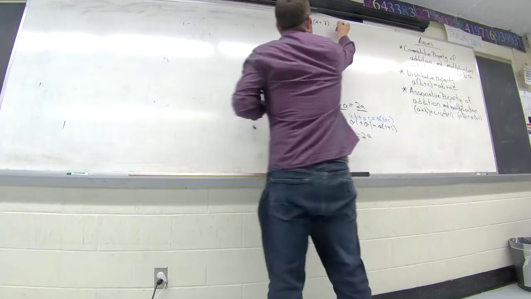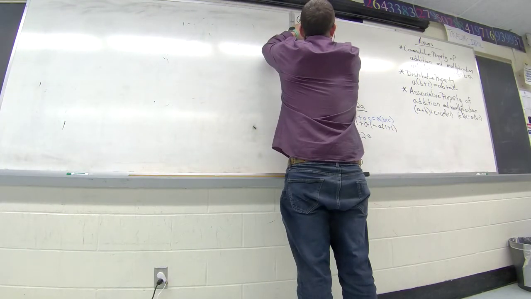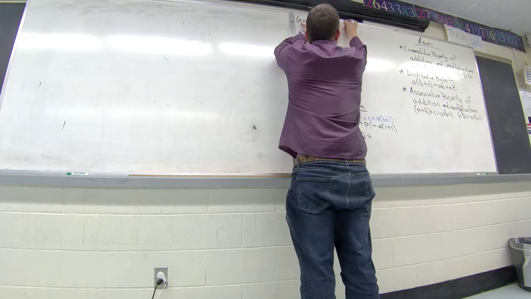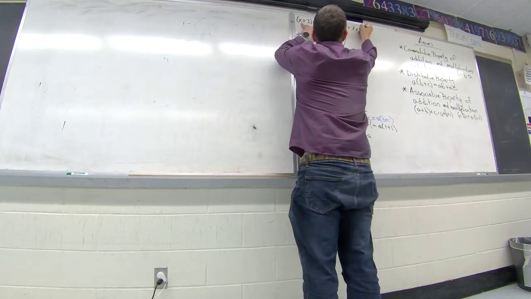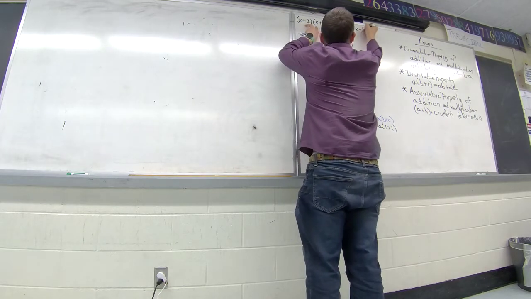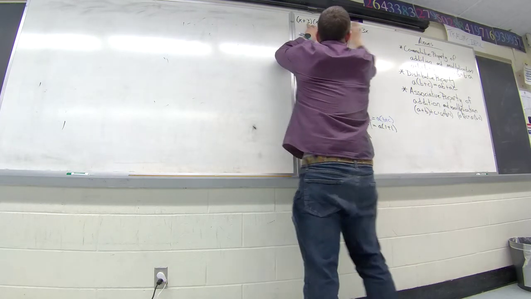And we distributed the first terms, x times x, and got x squared. The outer terms, x times 7, and got 7x. The inner terms, 3 times x, and got 3x. And the last terms, 3 times 7, and got 21.